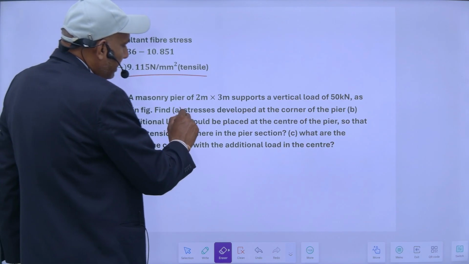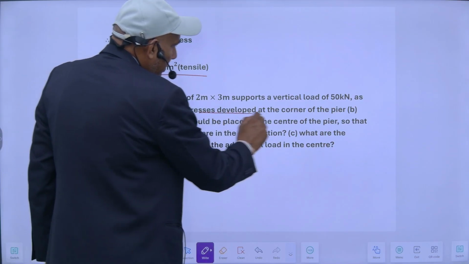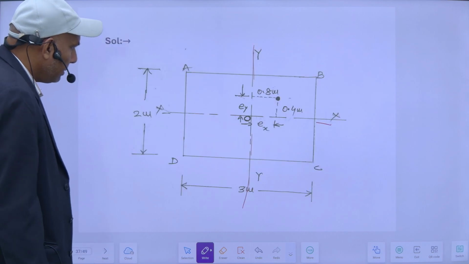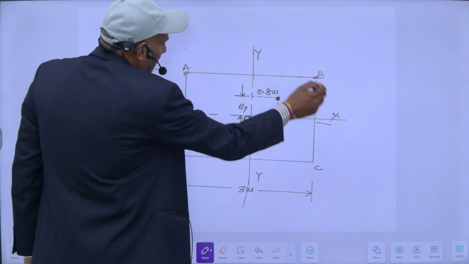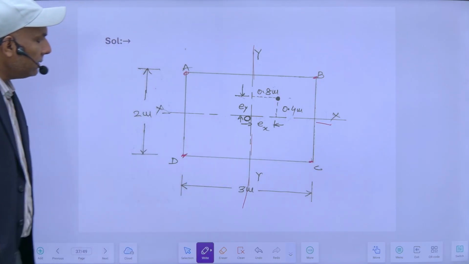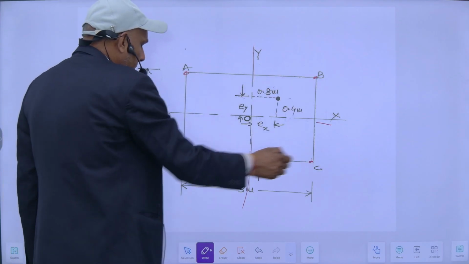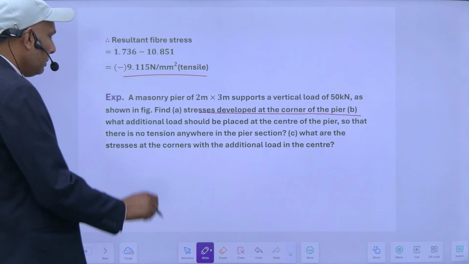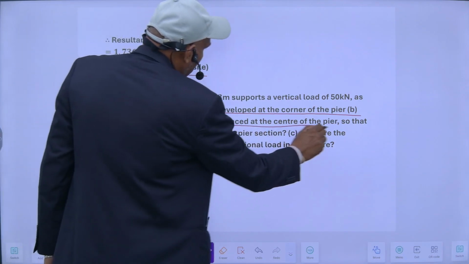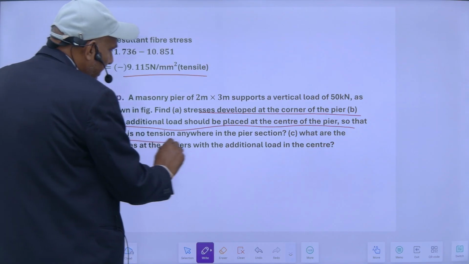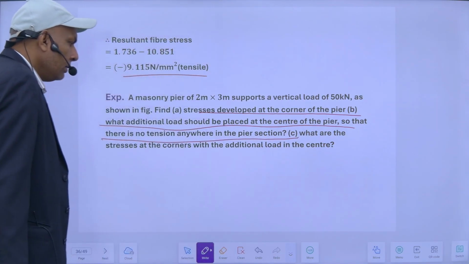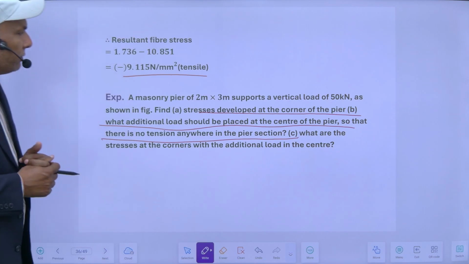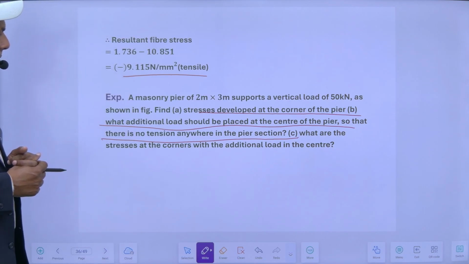So I have to find the stresses developed at the corners of the pier. There are 4 corners: one is this one, this one, this one, and this one. I have to calculate the stresses at all the 4 corners. Secondly, what additional load should be placed at the center of the pier so that there is no tension anywhere in the pier section?